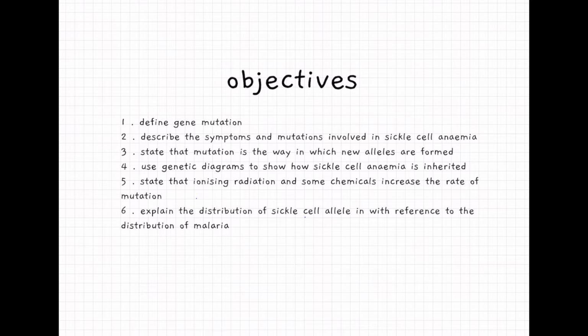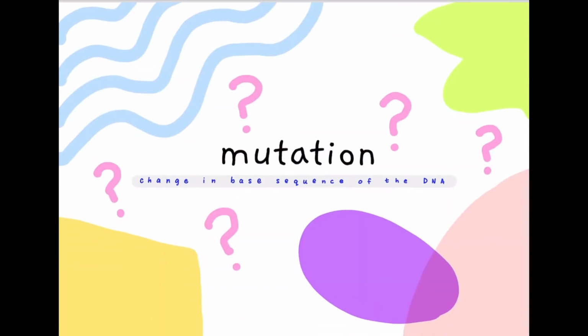5. State that ionizing radiation and some chemicals increase the rate of mutation. And 6. Explain the distribution of sickle cell allele with reference to the distribution of malaria. So, what is mutation? Mutation is the change in the base sequence of the DNA. And to know more how this happens, let us take a look in this video.